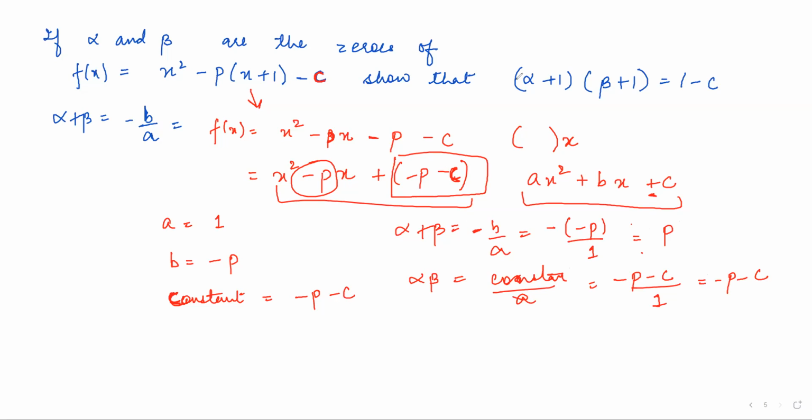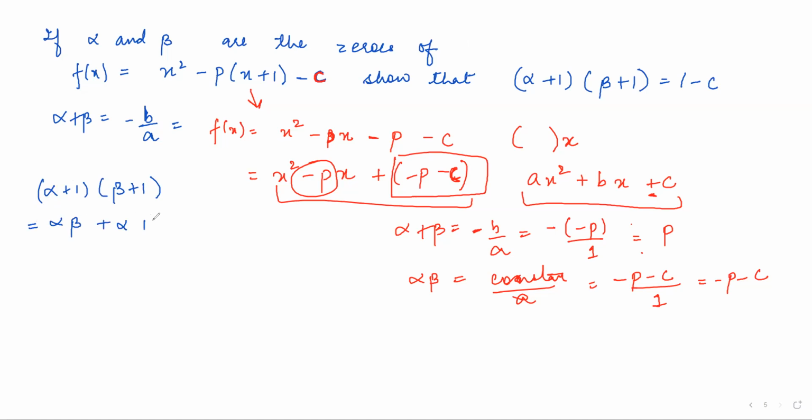Now what you have to find out? Now you have to show this thing. So come back to this thing now. So you have to show that alpha plus 1 into beta plus 1, right? It should be equal to 1 minus c. So let's solve it. Now multiply. So alpha beta plus alpha plus beta and plus 1. So I've opened the bracket.